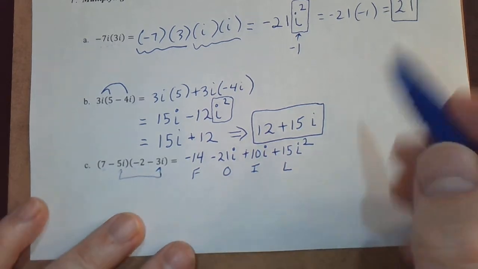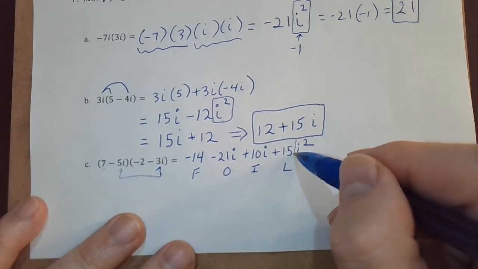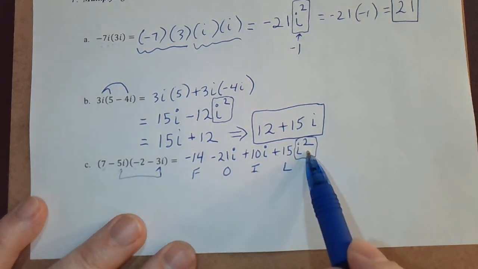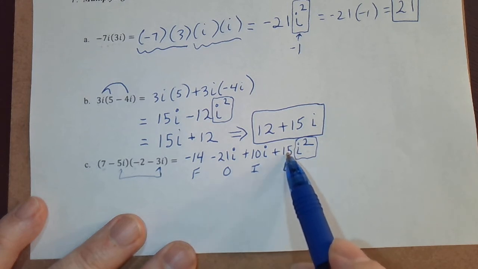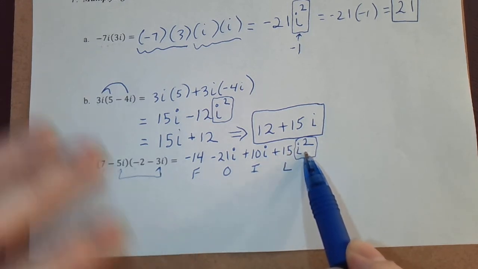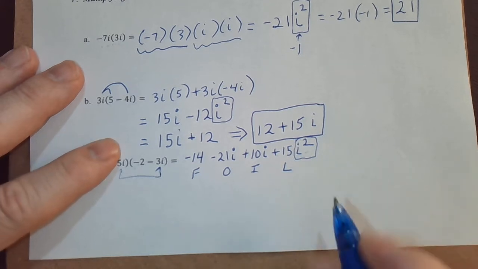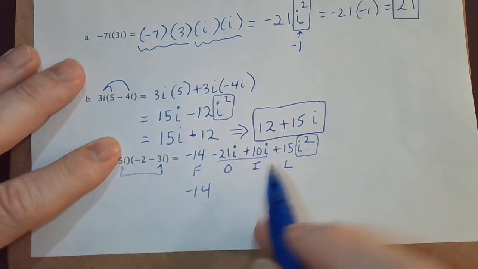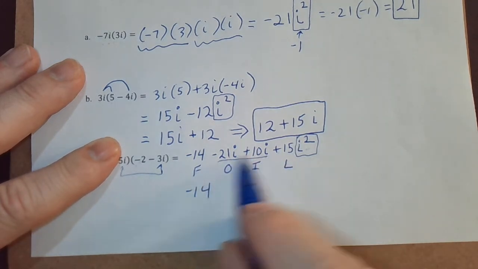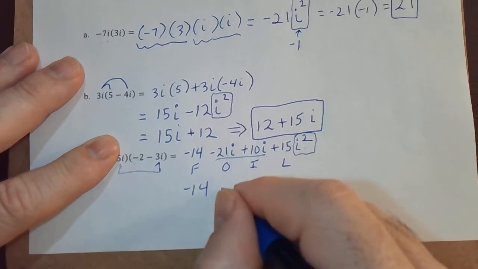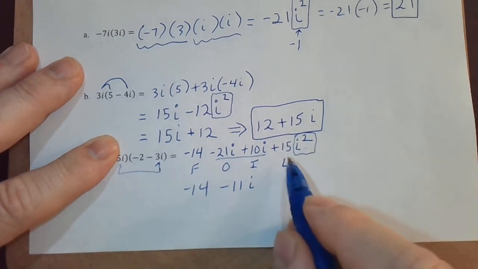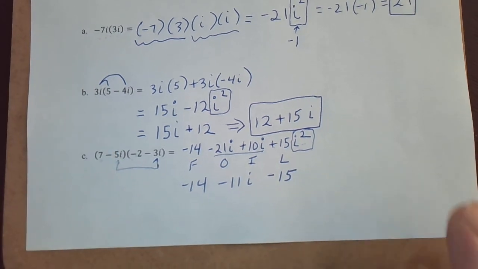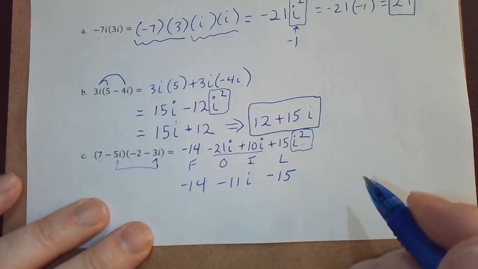Now we need to simplify this and remember what i squared is. i squared is negative 1. So whenever you have something that looks like plus 15i squared, it's going to become minus 15 because i squared is just a negative 1. So let's see, and I'm going to combine these two middle terms. So it looks like negative 14. If we combine these two middle terms, they're like terms. Negative 21 plus 10 is negative 11i. And this is simply minus 15. Remember, i squared is negative 1 by definition.